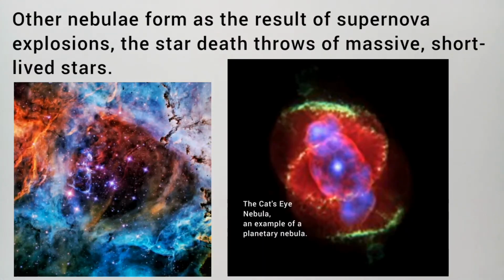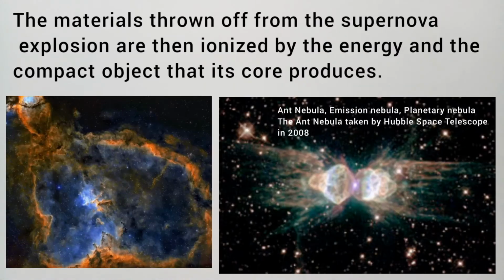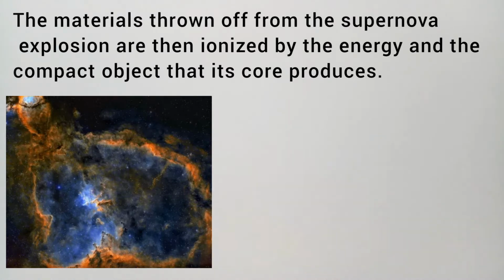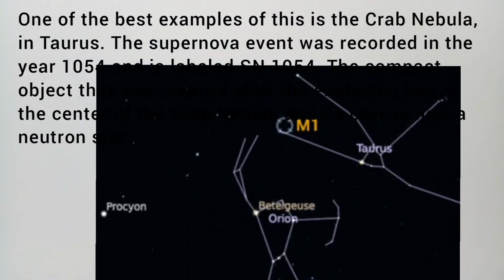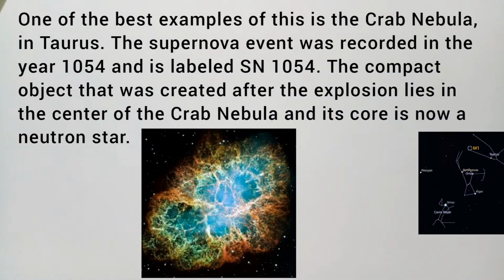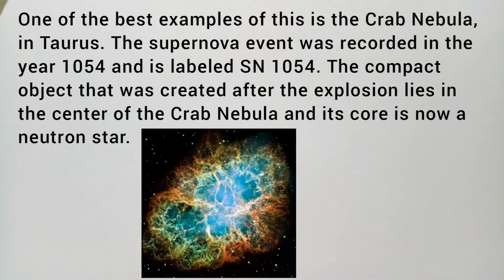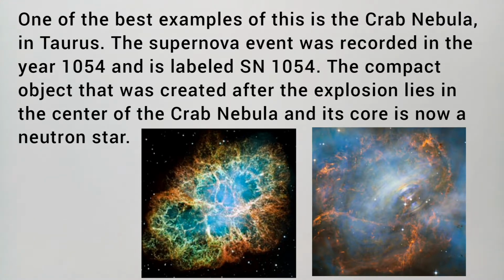others. Other nebulae form as the result of supernova explosions, the star death throes of massive, short-lived stars. The materials thrown off from the supernova explosion are then ionized by the energy and the compact object that its core produces. One of the best examples of this is the Crab Nebula, in Taurus. The supernova event was recorded in the year 1054 and is labeled SN 1054. The compact object that was created after the explosion lies in the center of the Crab Nebula and its core is now a neutron star.